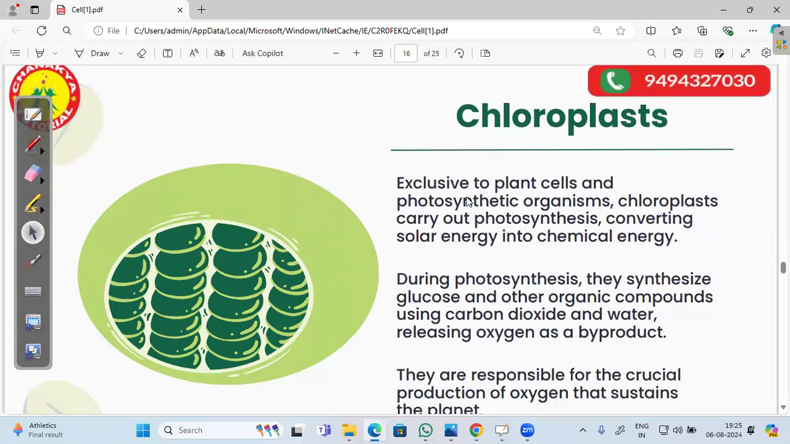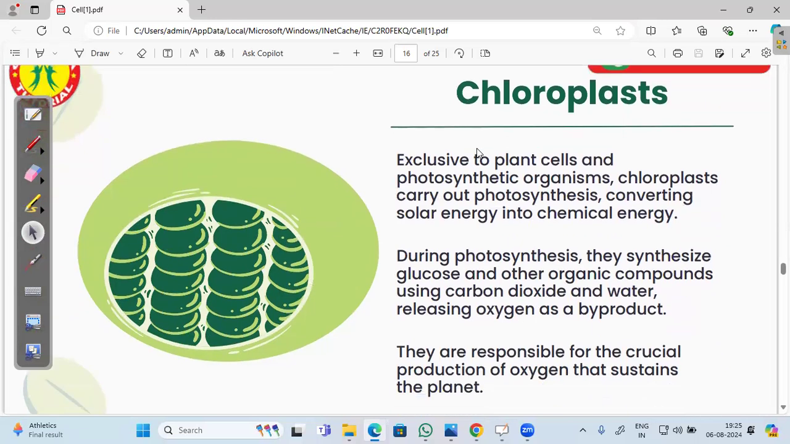The next is chloroplast. Chloroplasts are the organelles which are present only in plant cells. Another common name for chloroplast is plastids. They are also called plastids, and these plastids are of three different types: chloroplast, chromoplast, and leucoplast.